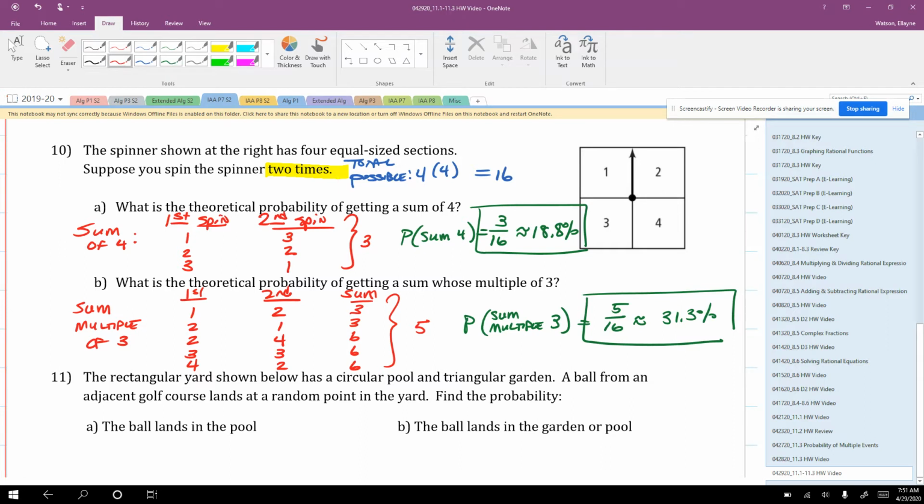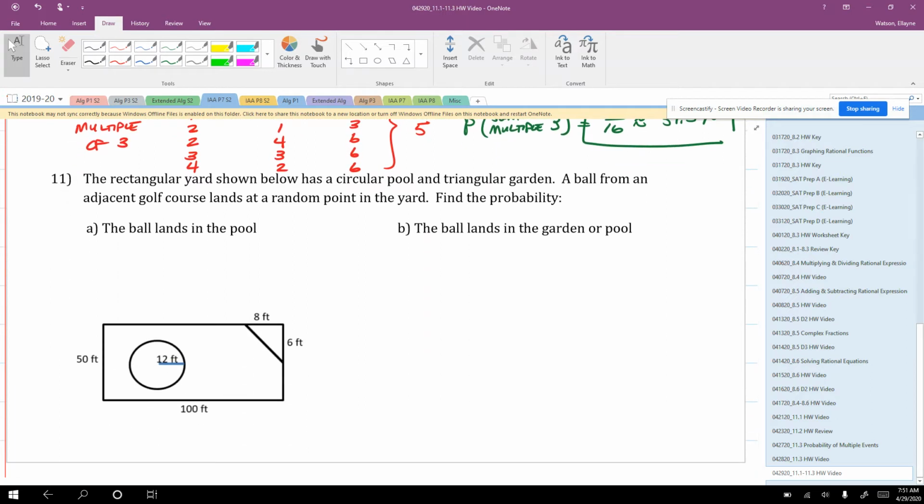Okay. All right, let's move to the next one. This is the geometric probability. So we have this diagram. It says a rectangular yard shows a circular pool and a triangular garden. A ball from an adjacent golf course lands at a random point in the yard. Find the probability that the ball lands in the pool.